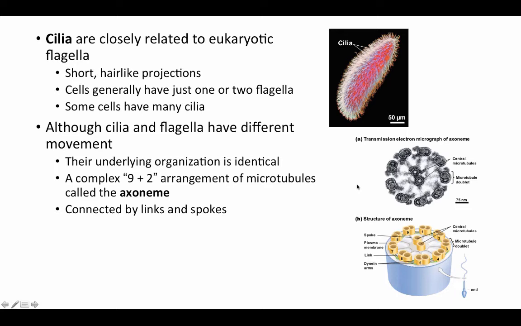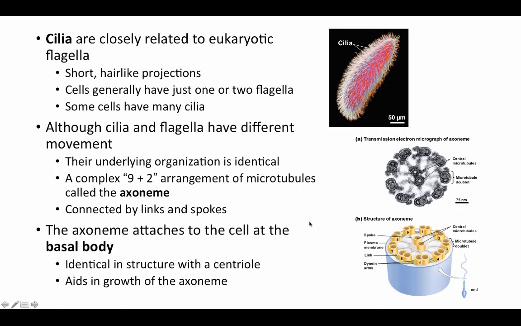The axoneme is held together by connections called spokes. The ones going from the outer 9 doublets to the inner 2 are called spokes, just like the spokes of a wheel, and then there are links between them that hold all of this structure together. And then the axoneme attaches to the cell by a structure called the basal body. So it's identical in structure to a centriole, meaning that it's got this outer ring of microtubule fibers. This is going to be kind of the center for organizing the growth of the axoneme.